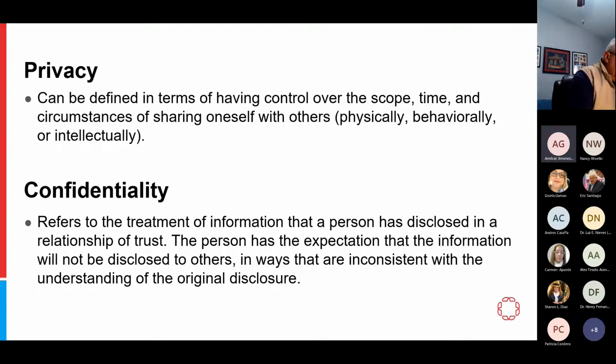Privacy. Privacy can be defined in terms of having control over the scope, time, and circumstances of sharing oneself with others, including physical, behavioral, or intellectual. Confidentiality refers to the treatment of the information that a person has disclosed in a relationship of trust. Every time we say, don't say it to anybody, but this is very confidential, it's because we have the expectation that that information would not be disclosed to others. Okay?